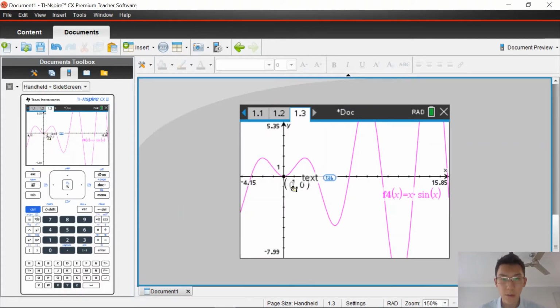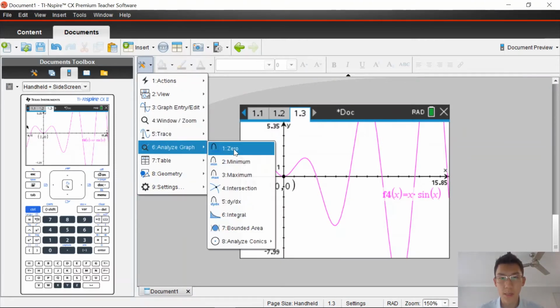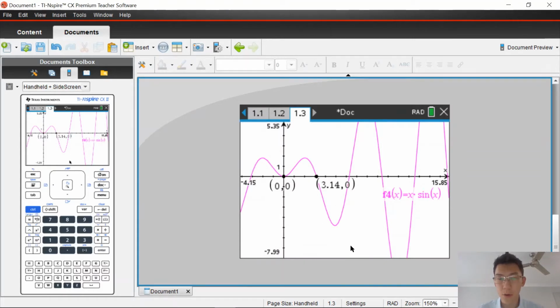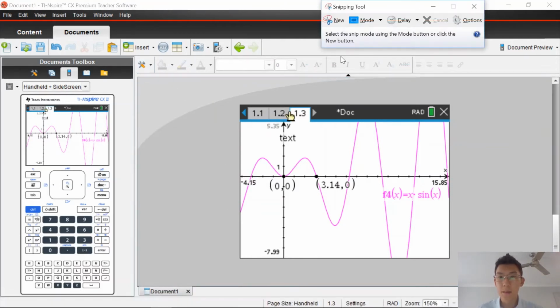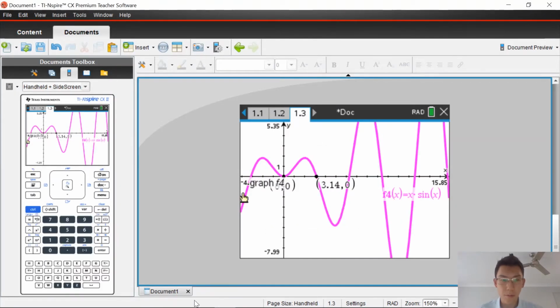Okay, so even though we can kind of tell visually from the question, it's always a good idea to confirm. So 3.14. All right, and now that tells me that's probably pi. The calculator just rounded that. So let's snip this bit off.